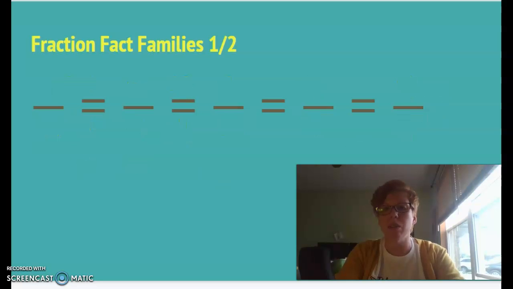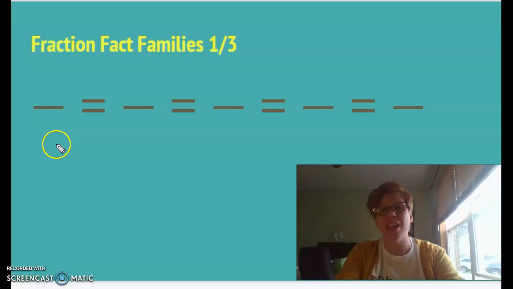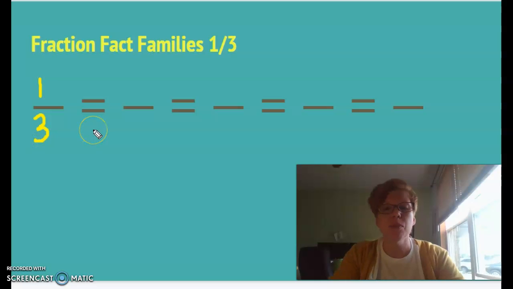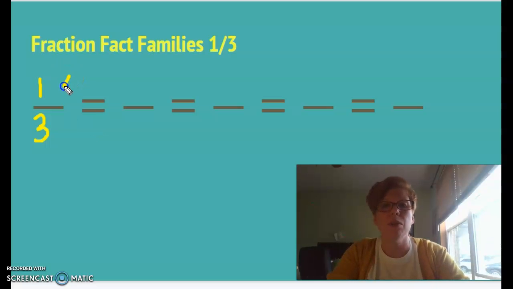Let's go on to the third fraction fact family. That's a tongue twister. Okay, we're going to follow the same pattern. 1/3. Instead of the numerator being half of the denominator, it will be 1/3 of the denominator. We're still multiplying though. Let's multiply 1/3 by 2.